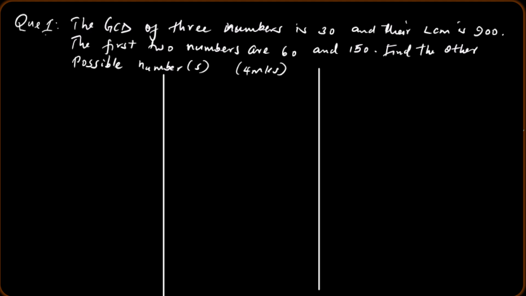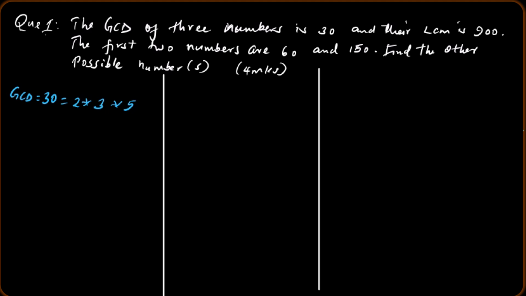So here we have the GCD. I can write the GCD equals 30. Now I need to express this 30 in terms of its prime factors. That will be 2 times 3 times 5, because 3 times 5 is 15, times 2 is 30. That is the GCD, we are through with it.